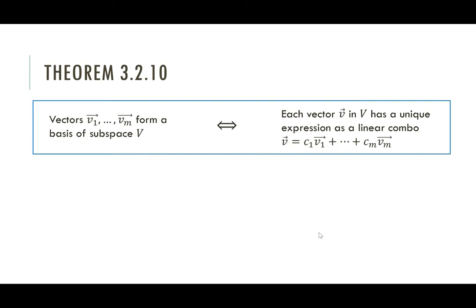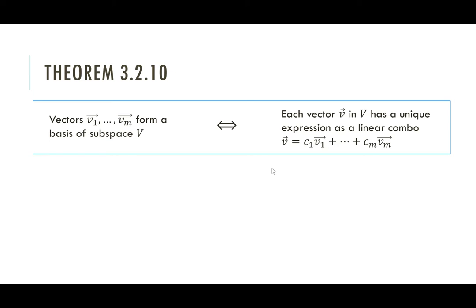Awesome. Okay, so we're characterizing a basis here. So vectors v_1 to v_m form a basis of some subspace. The claim is that this is equivalent to saying that every vector in the subspace has a unique expression as a linear combination. So this ends up being really handy because we are going to use this fact, that if we have a basis, we have a unique representation, a lot.